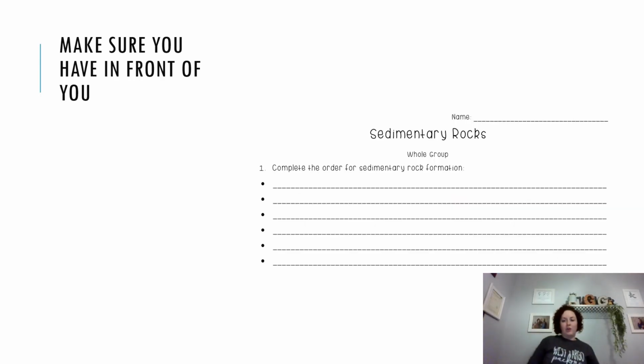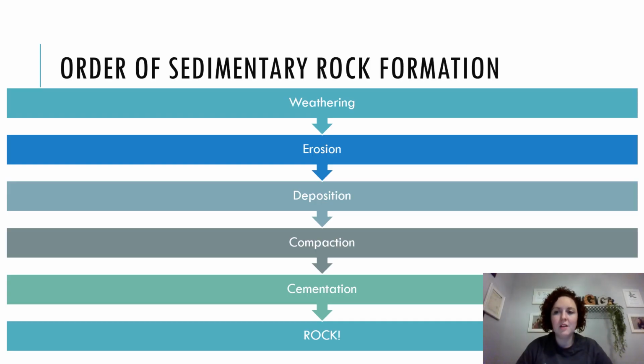Make sure that you for sure have your whole group notes in front of you, but if you're listening to this, you probably need all your notes in front of you. So I am just going to go through one slide. That is it. It is just going to give you the order in which specific events have to occur in order for a sedimentary rock to actually become a thing. So let's talk about this.